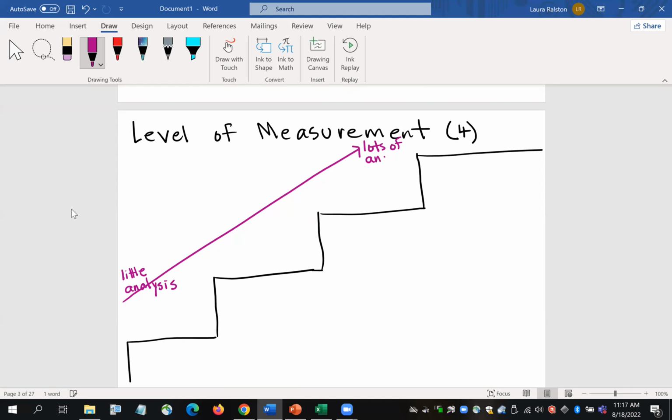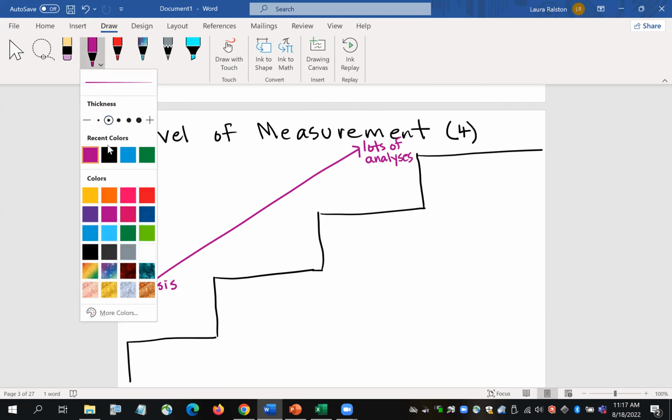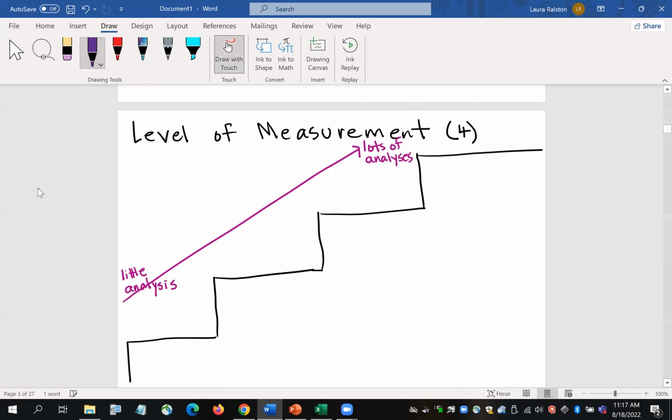So you like to be as high up on the staircase as possible, and sometimes you can and sometimes you can't do that. So let's talk a minute about what those four levels are. I do have them on the PowerPoint, but I think this might be a little bit easier for you to see.